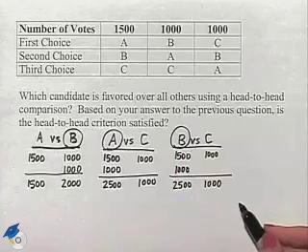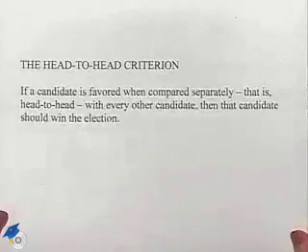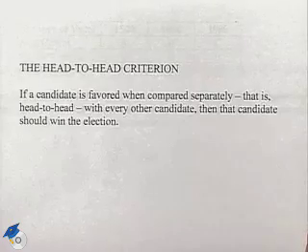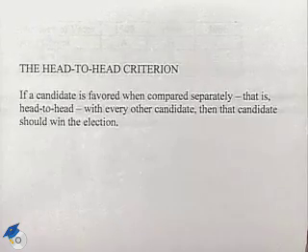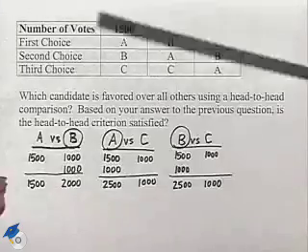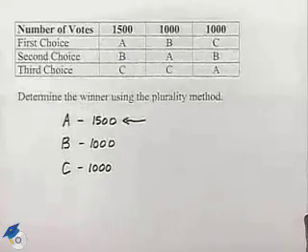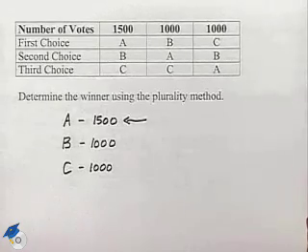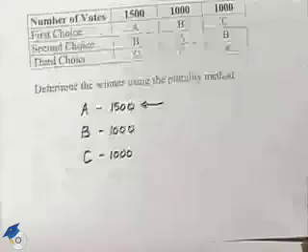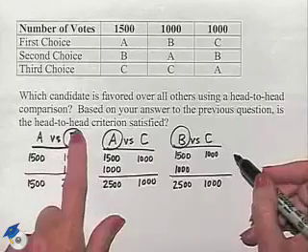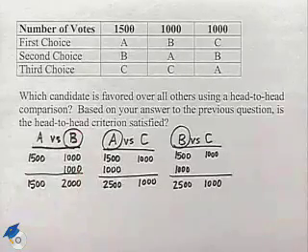Let's now look at the head-to-head criterion. If a candidate is favored when compared separately, that is head-to-head with every other candidate, then that candidate should win the election. Now let's look back at what happened when we considered this same voting in relation to the plurality method. Notice that in this case, A was the big winner. So what we're noticing is that the plurality method is not going to meet the head-to-head criterion as is specified.